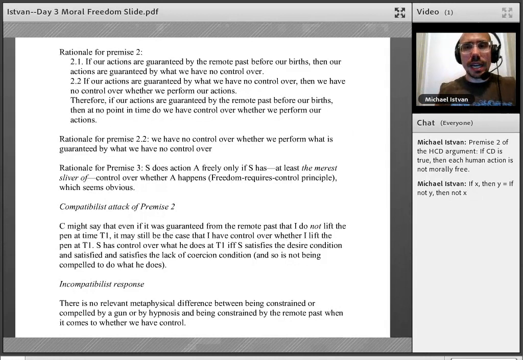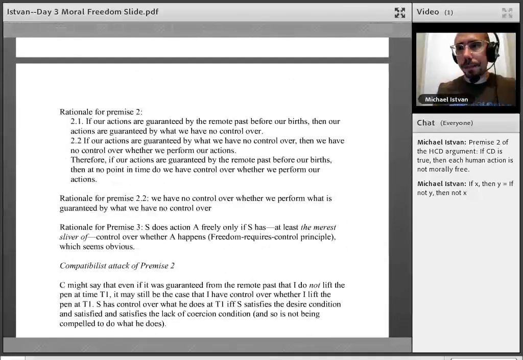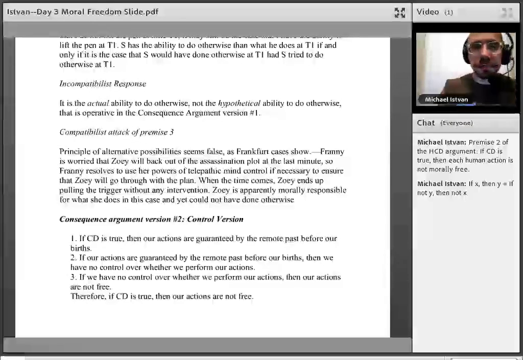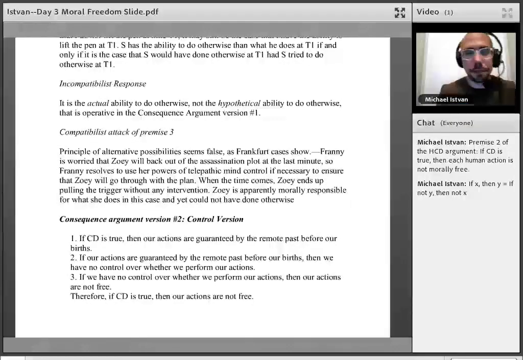Now, what about premise 3? Premise 1 and premise 2 look pretty good. Premise 1 especially. Premise 2, I do know that compatibilists will set their sights on too. Number 3, I don't want to say ever, being a philosopher, but it's rare that someone's going to attack premise 3. Premise 3 simply says if we have absolutely no control over whether we perform an action, then that action is not done freely.